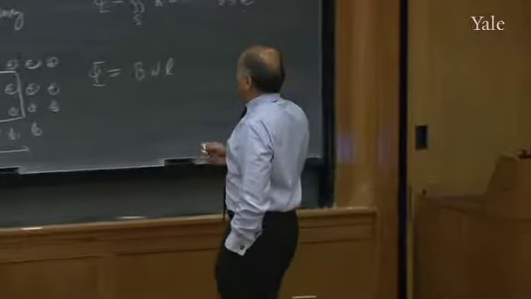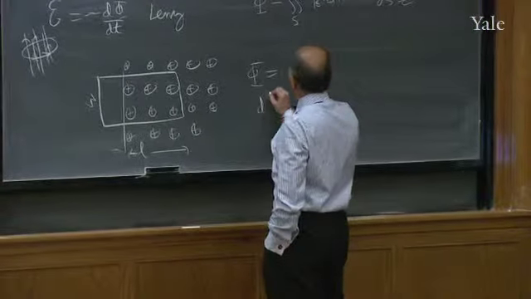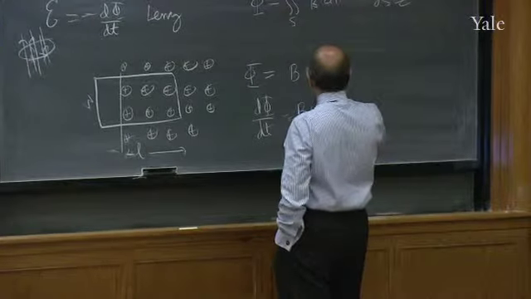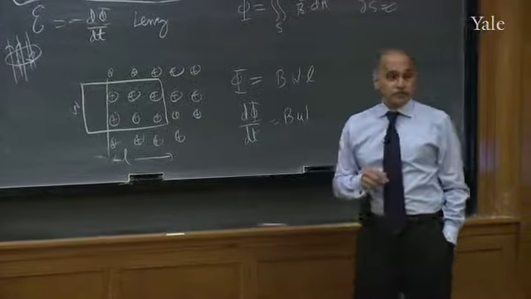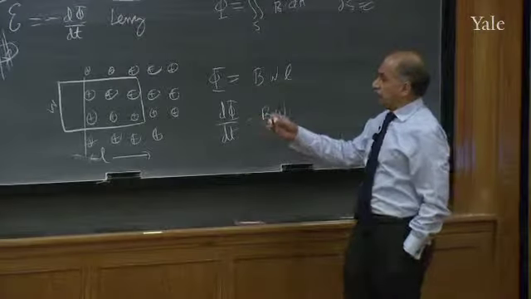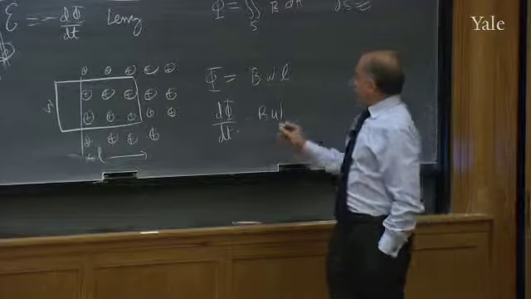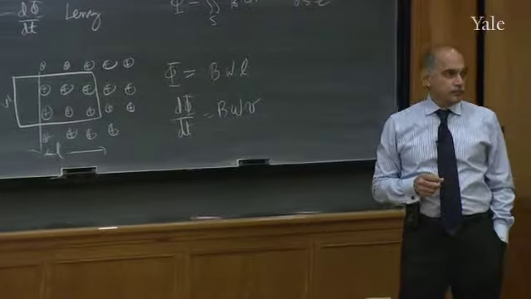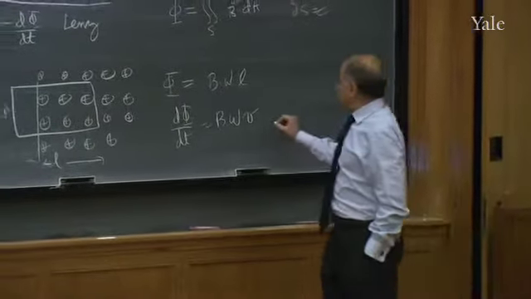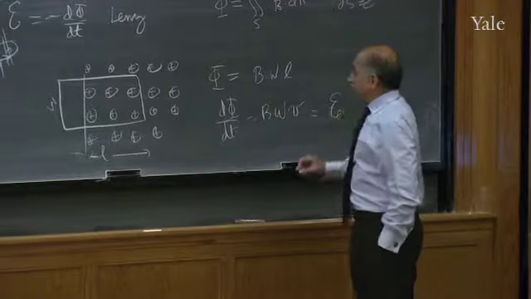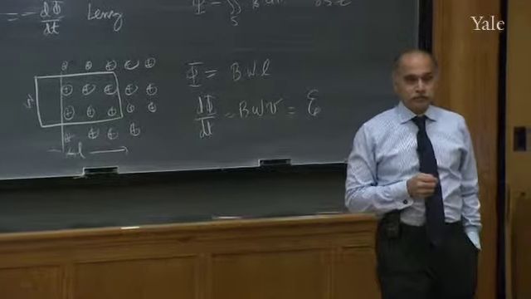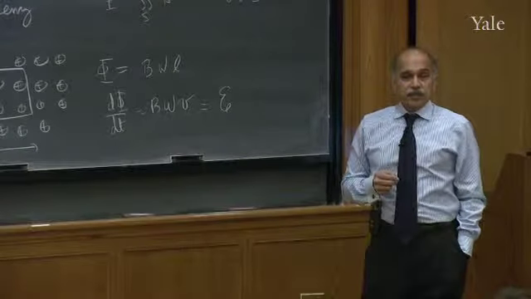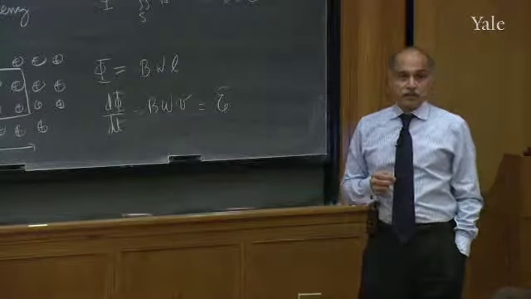Now let's take the time derivative of this, d phi dt. B is not changing, W is not changing, but L is changing. Because when I move the loop, the rate of change of L is just the velocity of the loop. But that's exactly the EMF we got before. Now the only thing is the minus sign, so let's figure out if the sign is correct.